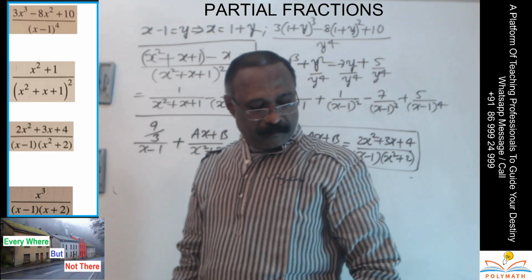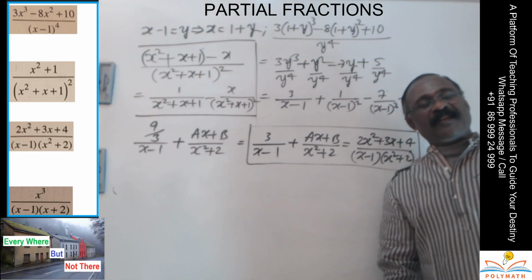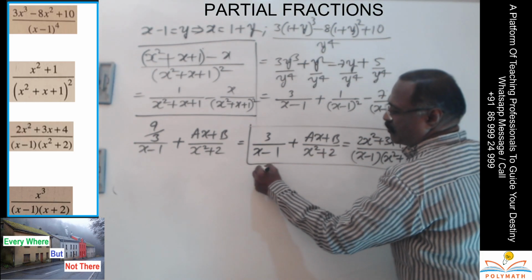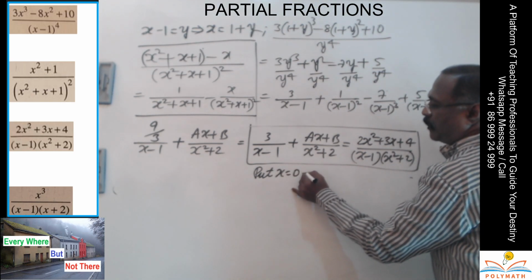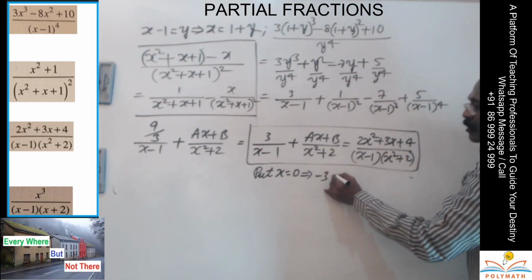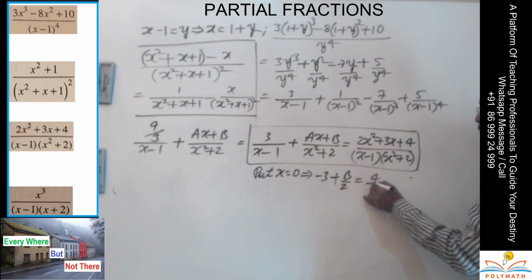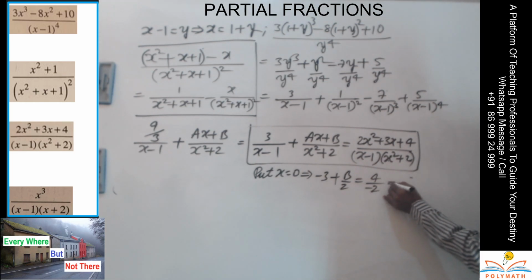See that carefully. What is to be done now? You have to find out a and b values. Put x equal to 0, please. Come on, tell me, what do you get? Put x equal to 0 implies minus 3, this is 0, this is b by 2 is equal to 4 by 0 plus 2, 2. Minus 1 minus 2, so this is minus 2 plus 3. b is equal to 1 you have got.